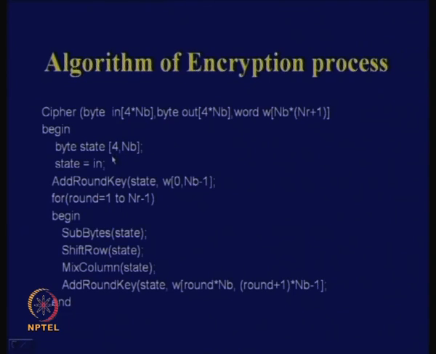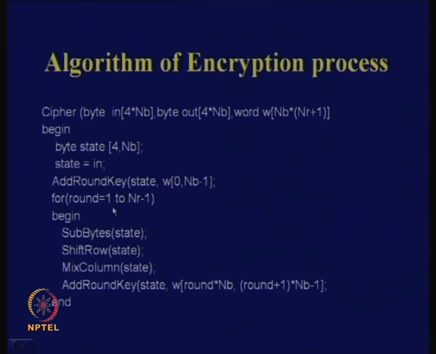What you do is that you take this state. In this case the state is denoted as 4, Nb. I have represented this as a two-dimensional array, so the state is a two-dimensional array of 4 rows and Nb columns. You take the input, which is your plaintext, and store it into the state array, and then you do an AddRoundKey with the input key. You know that W[0] to W[Nb-1] holds only the input key, and the subsequent keys are generated by your key scheduling algorithm. The output of AddRoundKey is stored again in the state variable.